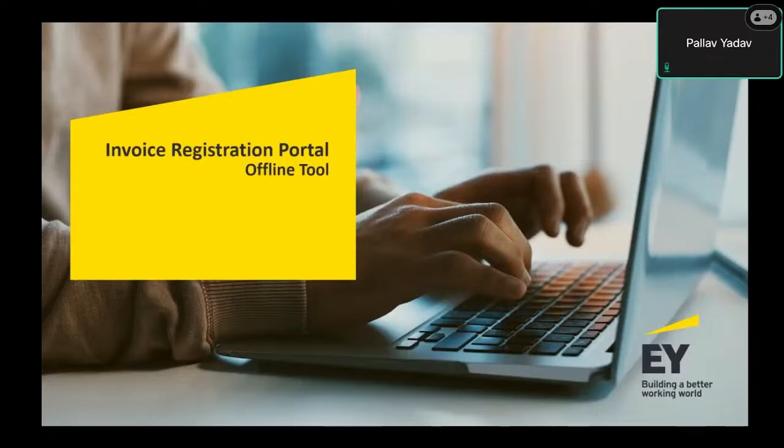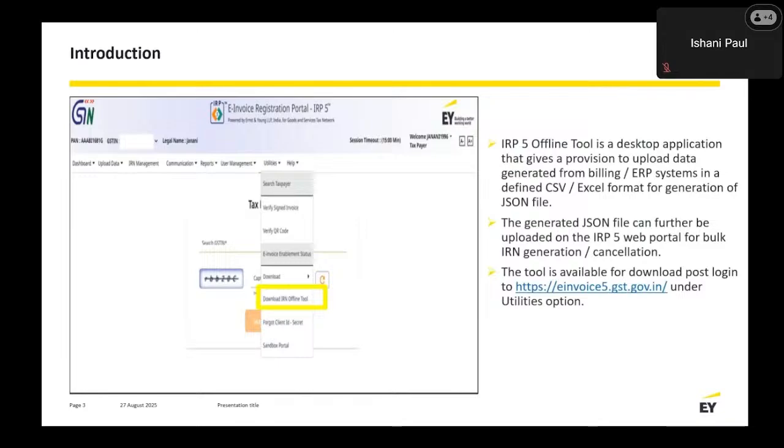Today I shall be walking you through the offline tool of e-Invoice 5, which is run and operated by EY on behalf of GSTN. I'm joined by my colleague Ishani Paul, who would be helping us with the demo in the second half of this presentation. So e-Invoice 5 is available on the domain e-invoice5.gst.gov.in, which is run and operated by EY on behalf of GSTN.